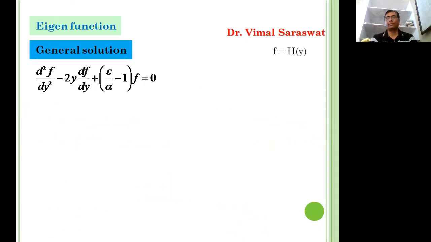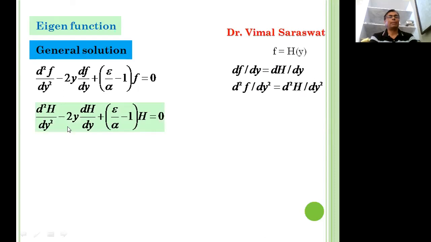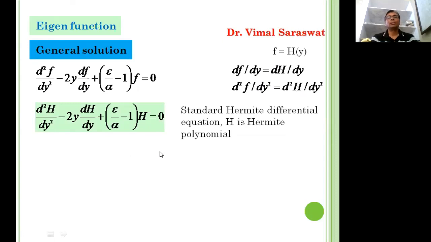Since f is equal to h of y, df by dy is equal to dh by dy and d2f by dy2 is equal to d2h by dy2. If we substitute all these three values from here to here, then this equation will be in terms of h: d2h by dy2 minus 2y dh by dy plus e by alpha minus 1 h is equal to 0. This is actually a standard Hermite differential equation, and here h is the Hermite polynomial.